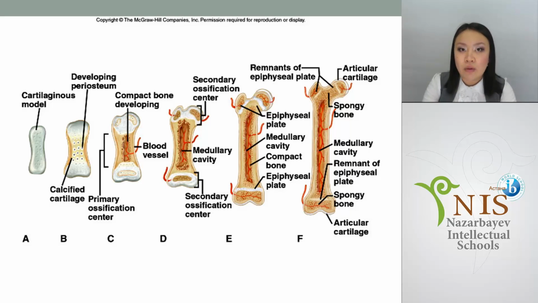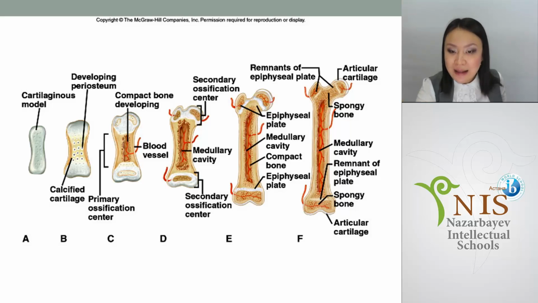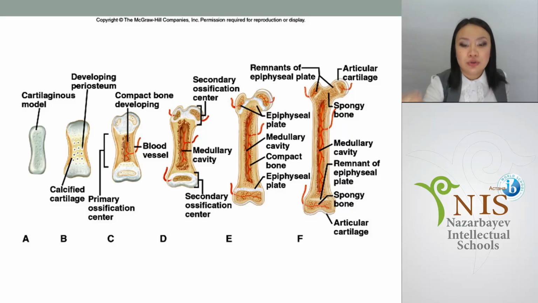Here you see our femur, which we already looked at, and that is why we say that long bones grow from their ends, okay? Because at the end, on the epiphyseal plate, mostly people will have cartilage, and with the help of ossification of that cartilage, bone can grow.